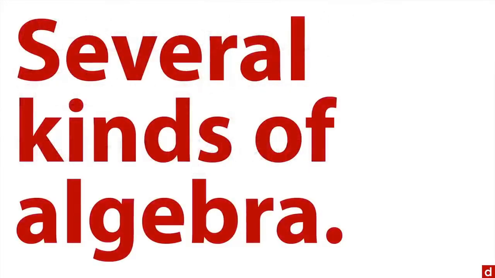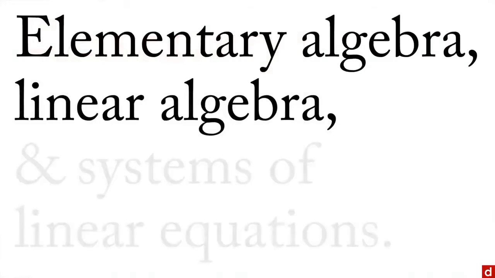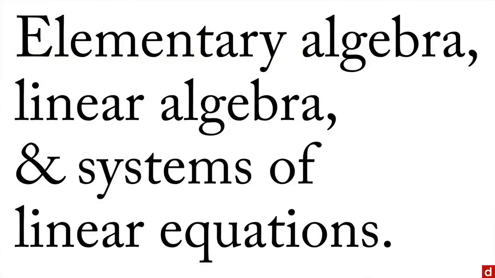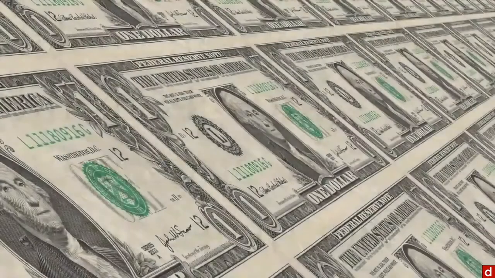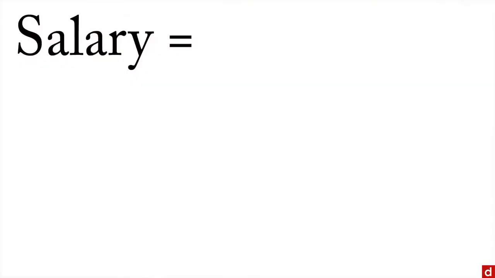And for our concerns, there are several kinds of algebra that we're going to talk about. There's elementary algebra, there's linear algebra, and there are systems of linear equations. We'll talk about each of those in different videos. But to put it into context, let's take an example here of salaries. Now, this is actually based on real data from a survey of the salary of people employed in data science.